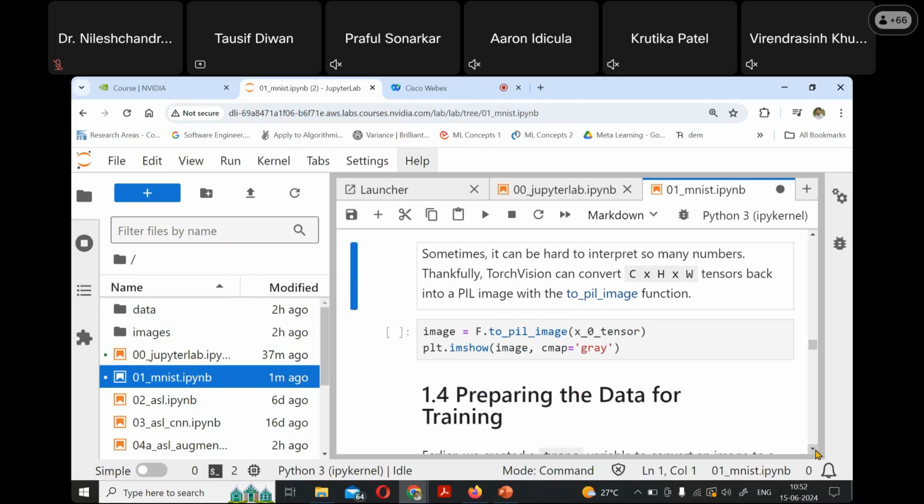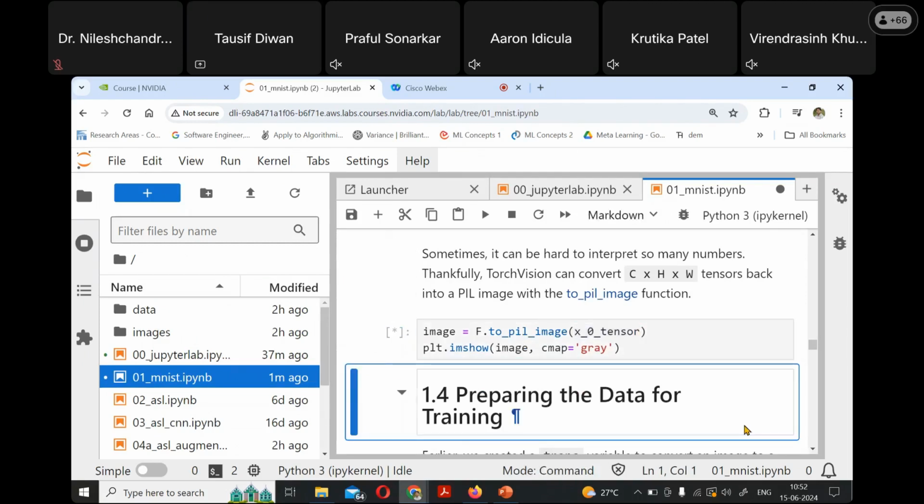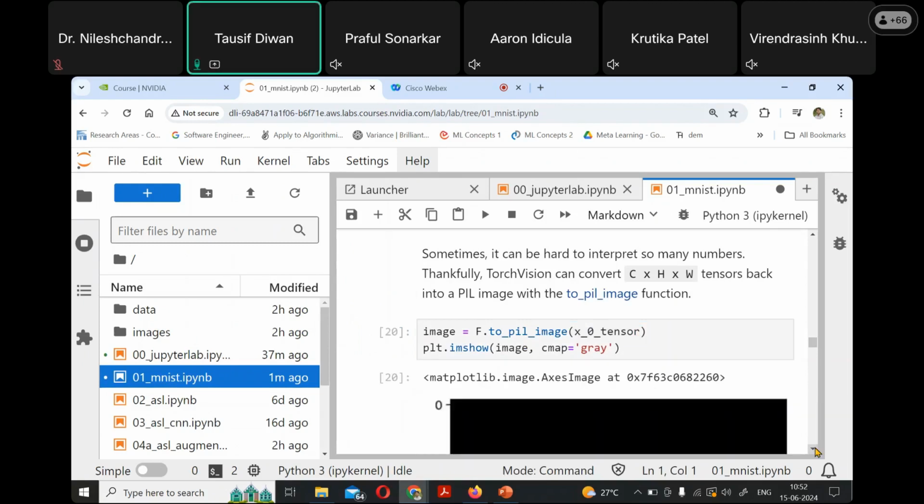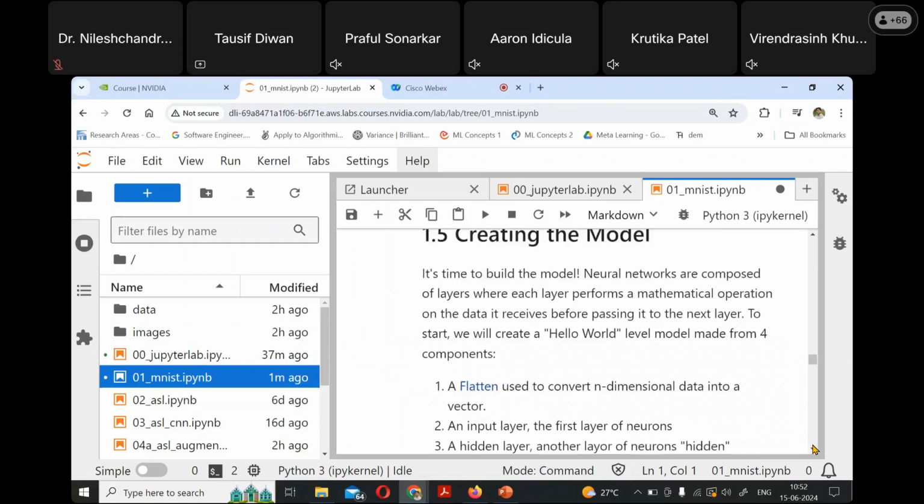Now we had converted that image to the tensor. That tensor we convert back to the image with the help of the ToPILImage function. Once again, we are passing this tensor. Okay, that tensor is once again showing this image. See, it's handwritten digit 5. 28 rows are there, 28 columns are there.